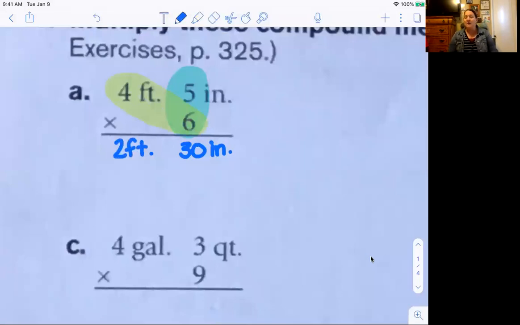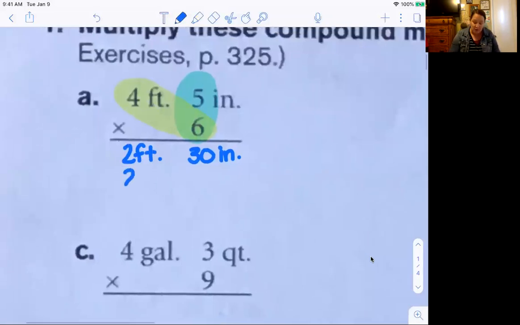Now we're not done because we have to look at the inches to see if we can convert them to feet. How many inches are in a foot? 12. How many groups of 12 can we get out of 30? Well, we have 12, 24, 36. Too many. So how many groups of 12? 2 groups of 12. So I'm going to take 2 groups of 12 and convert it into 2 feet.